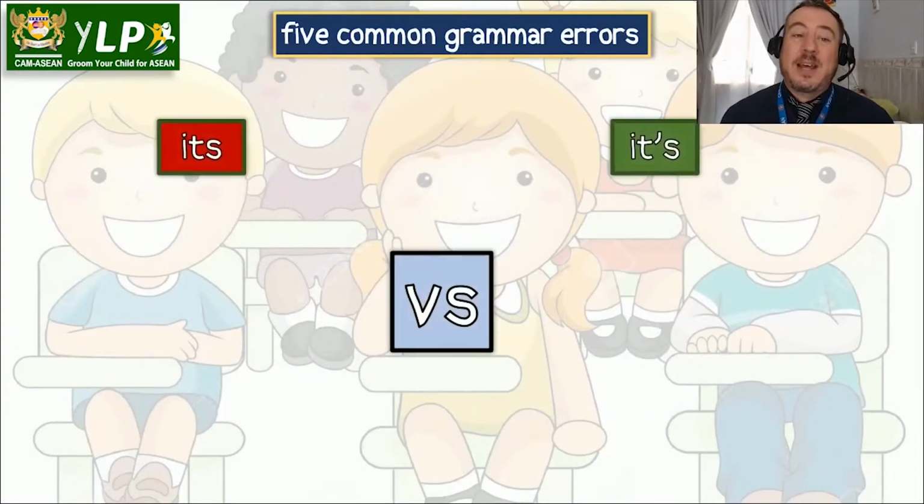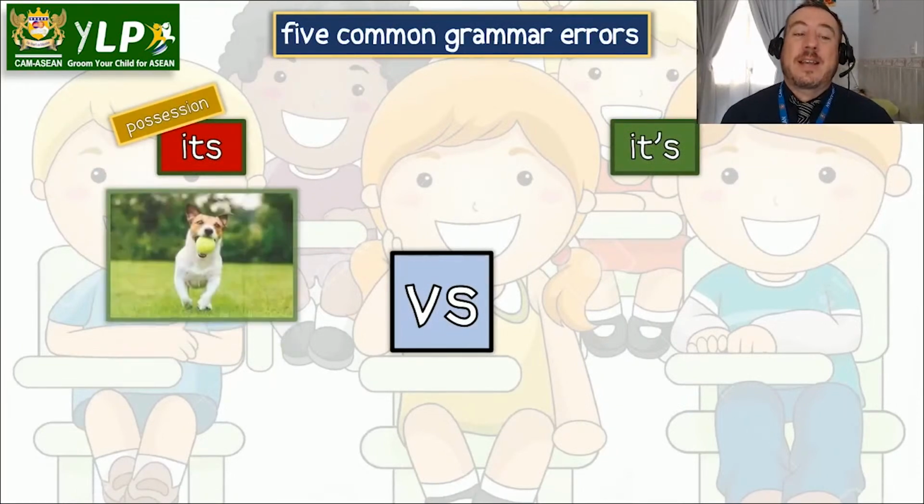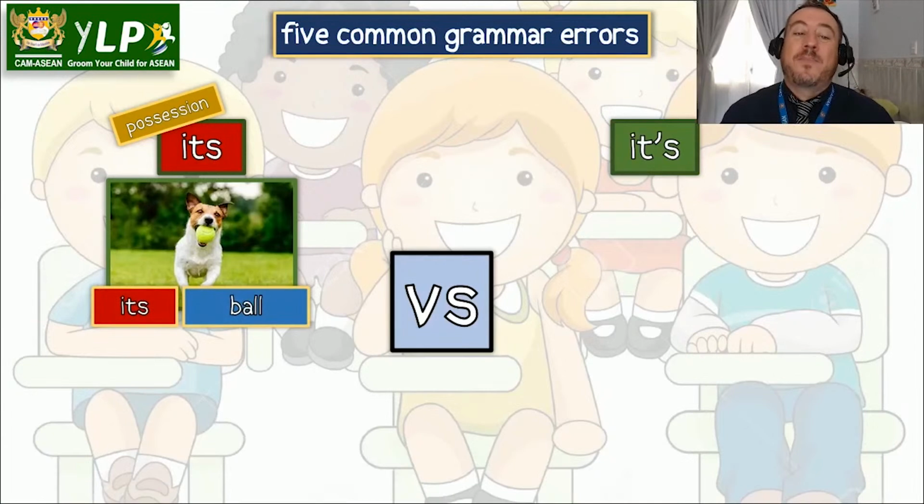So we've got "its" on the left, which means possession. And let's have a picture of a very cute dog. Okay, now we're talking about the dog. We don't know if the dog is a boy or a girl. Okay, so often we might say, if we're talking about the ball belongs to the dog, we don't know if the dog is a boy or a girl, so we can just say "its ball". Its ball, which means the dog's ball. We can say the dog's ball as well, but it's common to say "its ball".